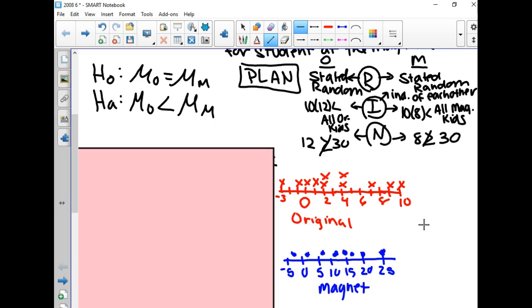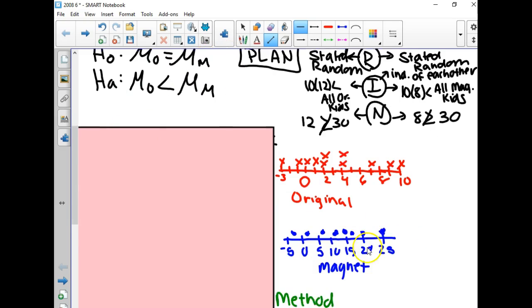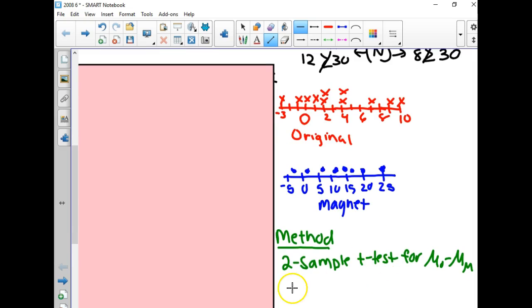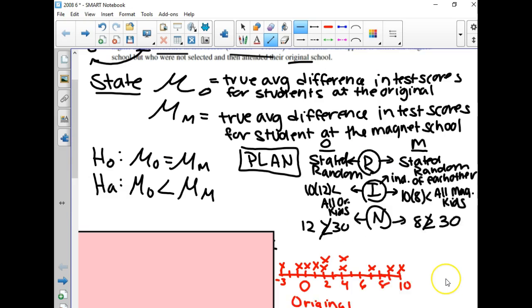You want them to be higher than 15. If they're higher than 15, you can have a skew. If they're lower than 15, you really do want it very symmetric. From there, we name our method. Okay, again, we say how many samples. We have 2 samples. Are we dealing with a T or a Z? We're dealing with a T because we're dealing with averages. Is it a test or an interval? Well, it tells us to do a test. And then because it's 2 samples, mu of O, which stands for the original, minus mu of M, which stands for the magnet.